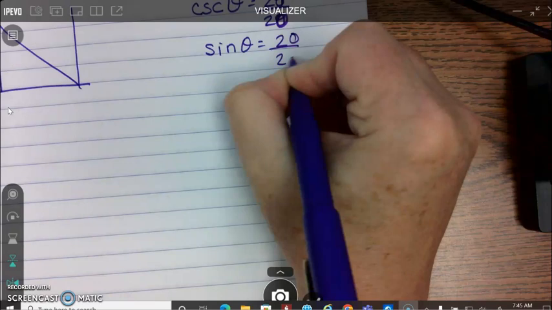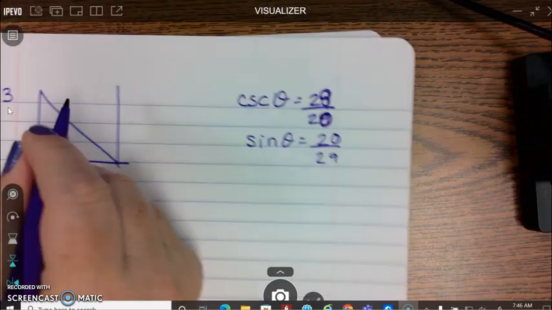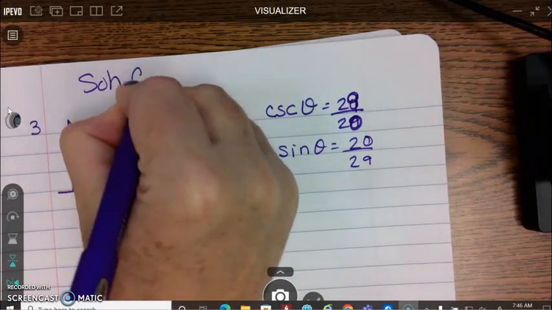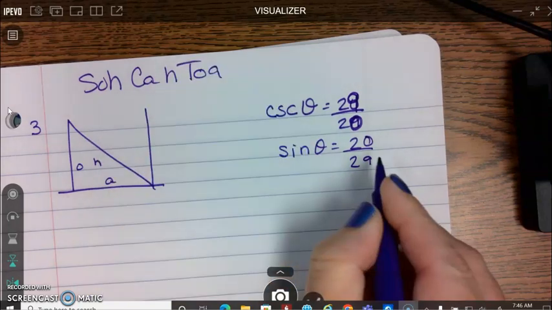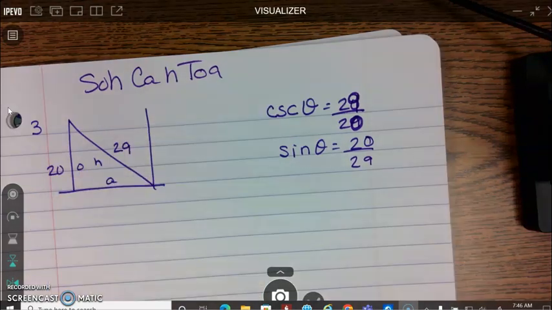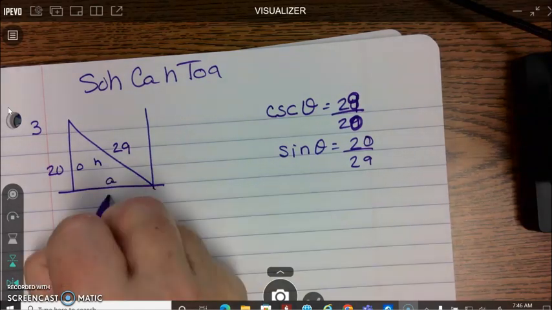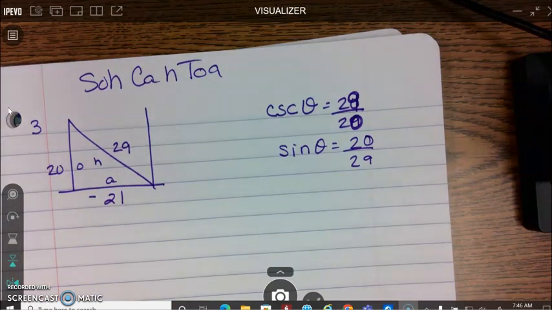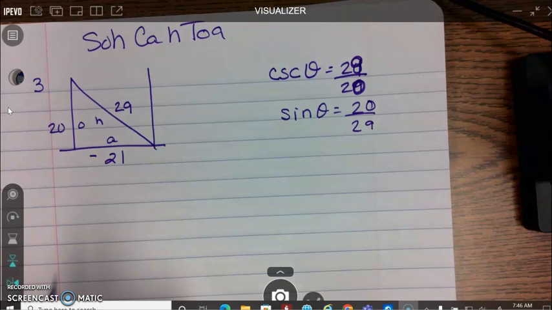Okay, so SOHCAHTOA. So O and H. I believe this is a Pythagorean Theorem identity. Yes, and it's going to be 21. Okay, but because we're in quadrant 2, that'll be negative.